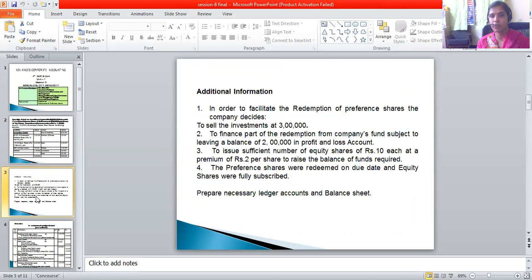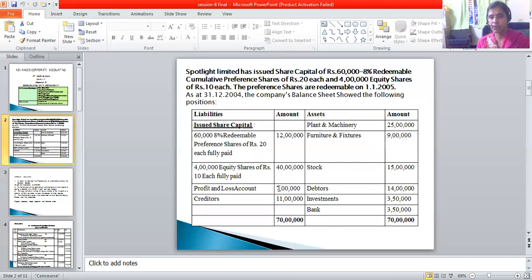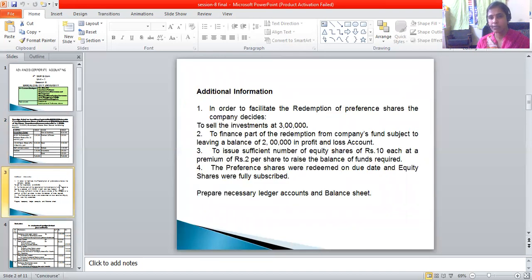So here the organization is thinking to keep 2 lakhs and utilize only the 5 lakhs for the redemption. So whenever an organization looks for the redemption of preference shares, the P&L account balance, whatever is existing, will be used, and the amount standing there will be transferred to the capital redemption reserve. It will issue a sufficient number of equity shares of rupees 10 each at a premium of rupees 2 per share to raise the balance funds required. So here it is going for a fresh issue of equity shares as well as selling of the investments.